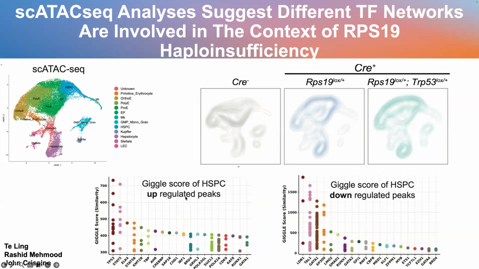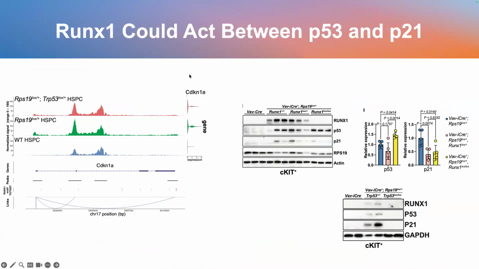So this is going to be published soon. You're free to take a screenshot if you have your favorite pathway to look at. But we looked at RUNX1 in this context. And indeed, RUNX1 can bind to P21, going back to what I was telling you before. And indeed, when we remove RUNX1 completely, P21 goes down, but P53 remains up.